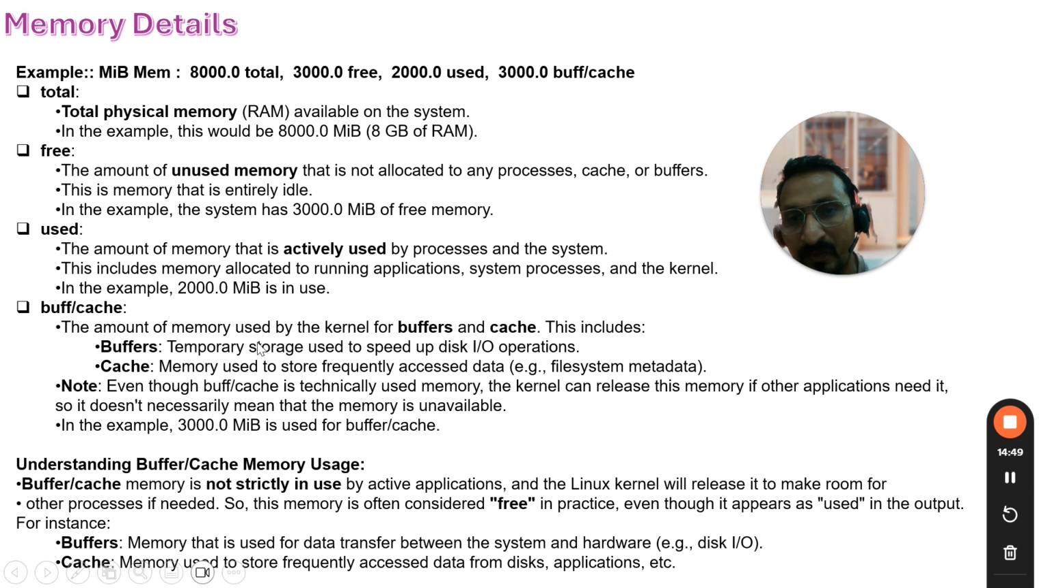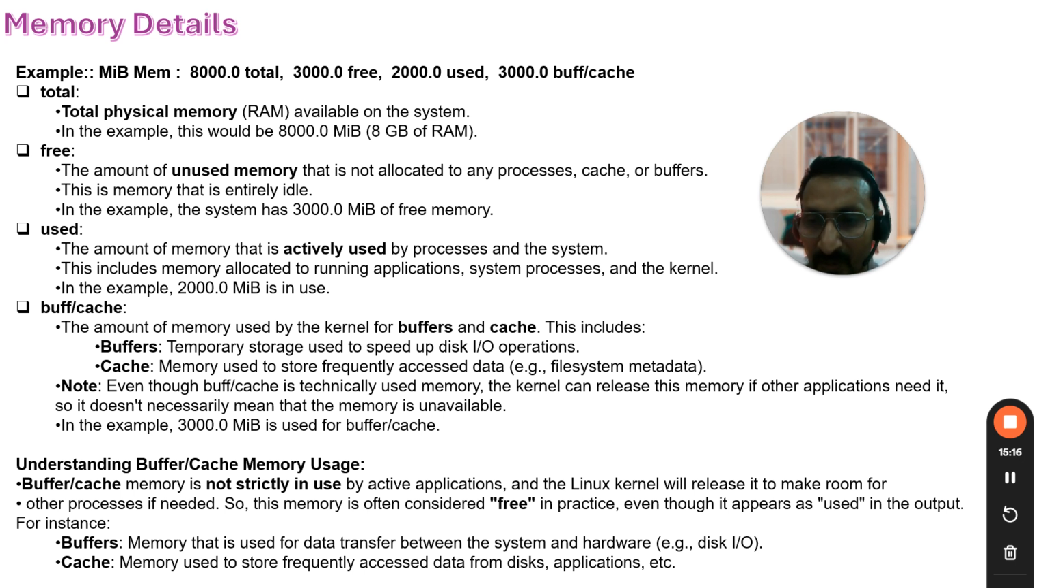Buffer and cache. So this space is very important from the system perspective. This space is also considered under the free space. So let's understand what a buffer and cache space is. Buffer is nothing but temporary storage used to speed up disk IO operation. And what is cache space? Memory used to store frequently accessed data, for example, file system data.